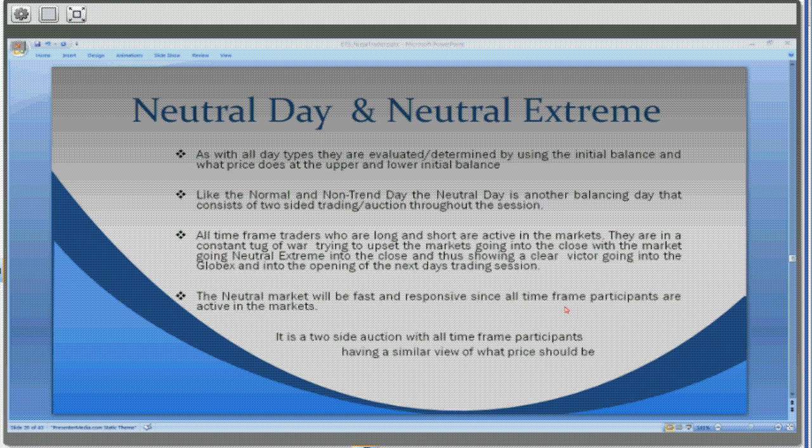Neutral market will be fast and responsive since all time frame participants are active in the market. Again, it's a two-sided auction.